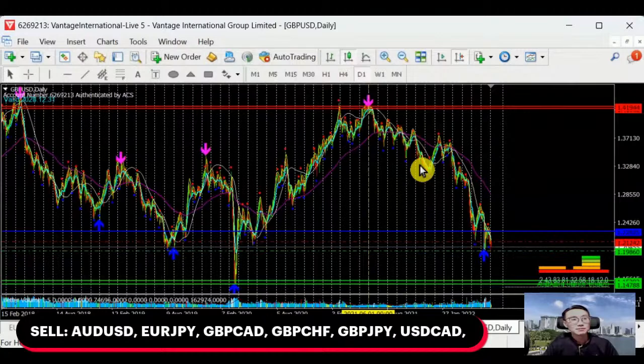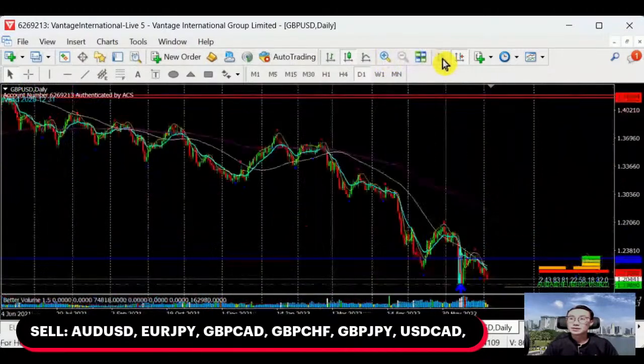Guys, pound yen, please take note. Now we are a little bit on the struggling side, so don't take it for granted. Just sell. Probably it may be the last selling, so just hang on. Actually, I'm guessing a little pullback.